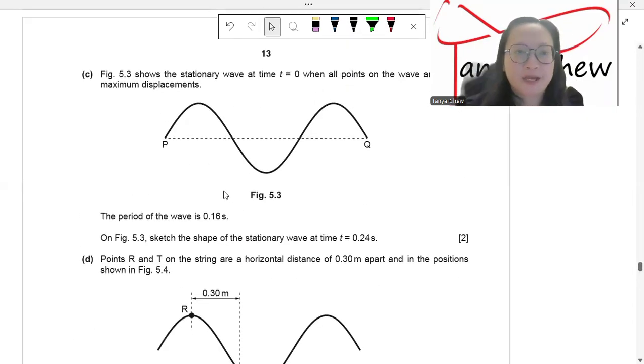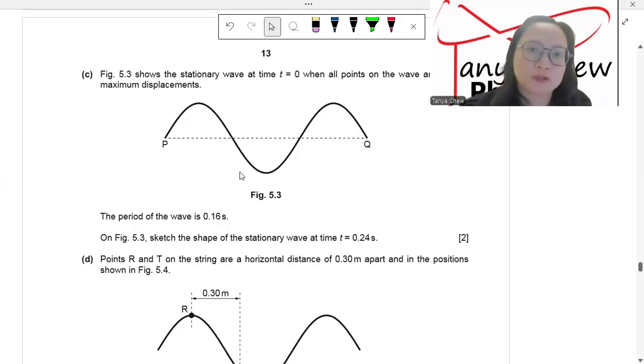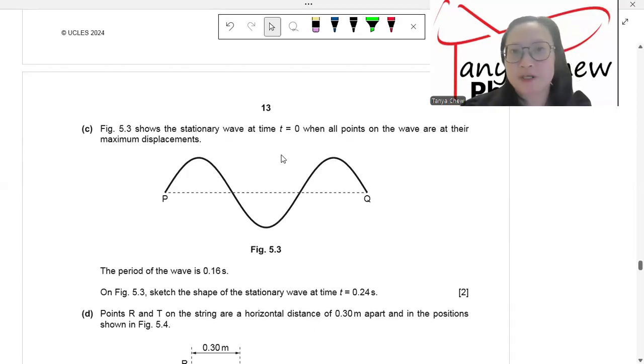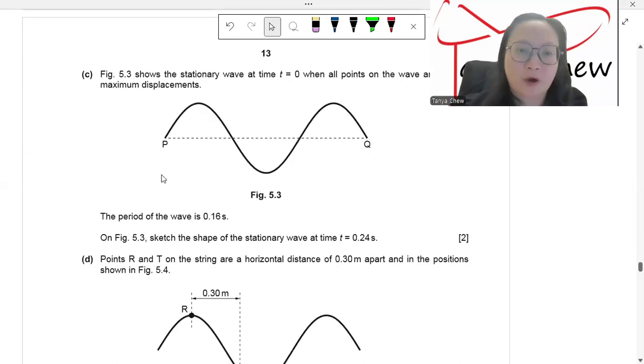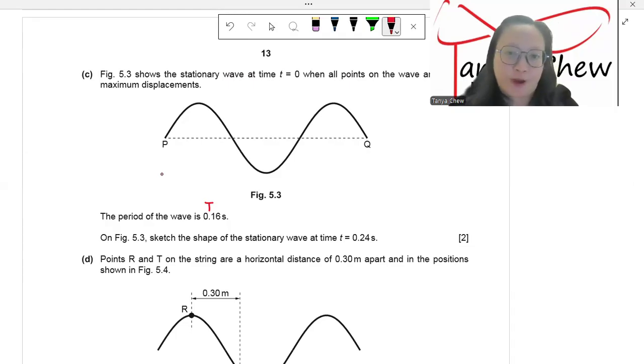Next one, C, Fig 5.3 shows the stationary wave at time t equal to 0 when all points on the wave are at their maximum displacements. The period of the wave is 0.16 second. On Fig 5.3, sketch the shape of the stationary wave at time t equal to 0.24 second.